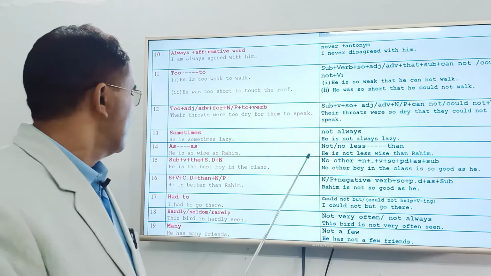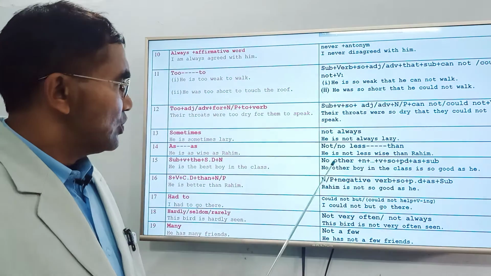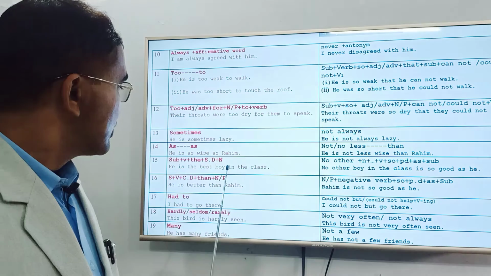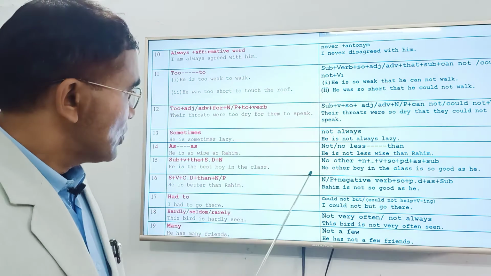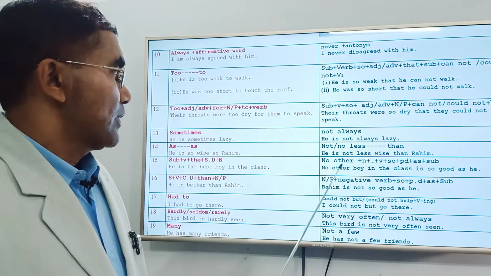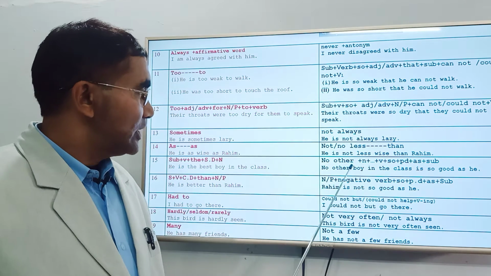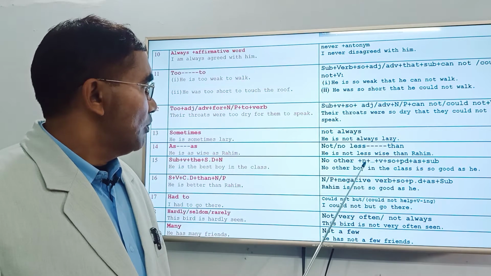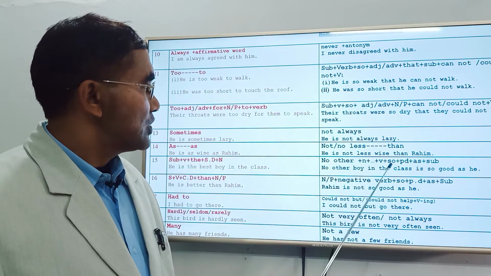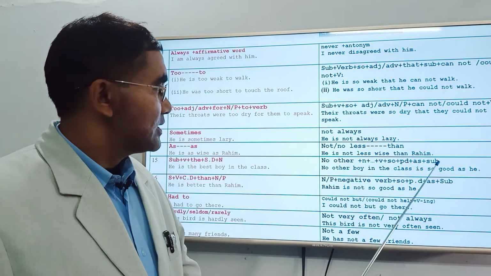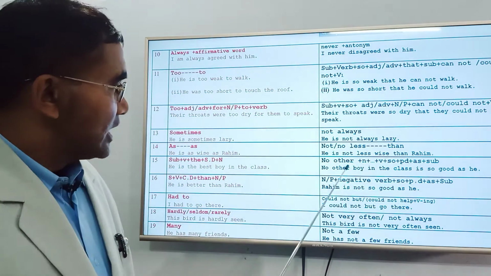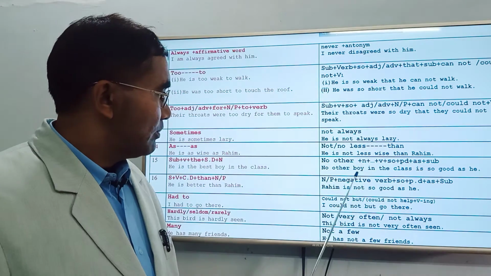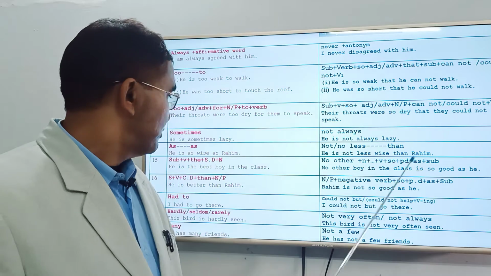Now here, noun or noun equivalent words. So the negative form can be started with no other. That means the sentence of superlative degree should be transformed into positive one. So in that case, we will start with no other. No other plus noun plus verb plus so plus positive degree plus as plus first subject. So the negative form can be no other boy in the class is so good as he.